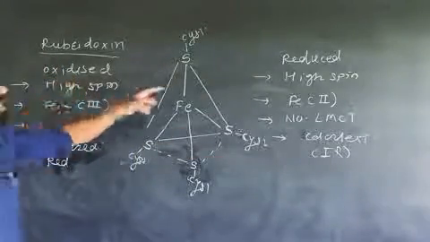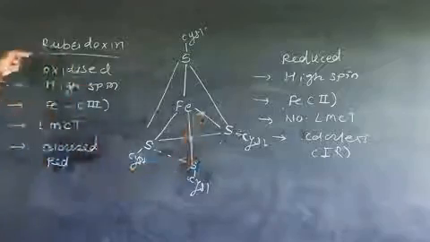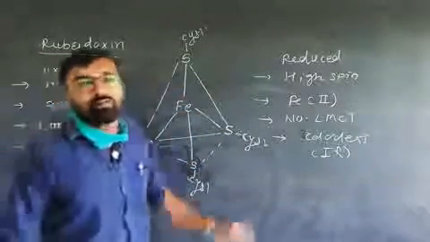These are the oxidized form. This is the oxidized form. This is the reduced form. These are the features of the oxidized form. These are the features of the reduced form.